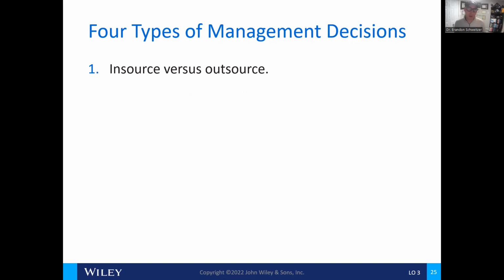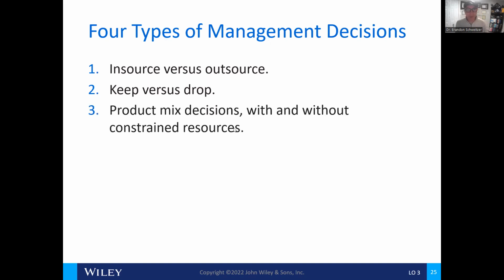First type of relevant management decision is insource versus outsource. A lot of companies face that type of decision. Another is to keep versus drop. Do we keep a product or do we discontinue a product? Looking at the product mix, do we look at it with and without constrained resources based off of the capacity for production? Special orders. Do we manufacture a special order for a customer or not, depending on the relevant information?